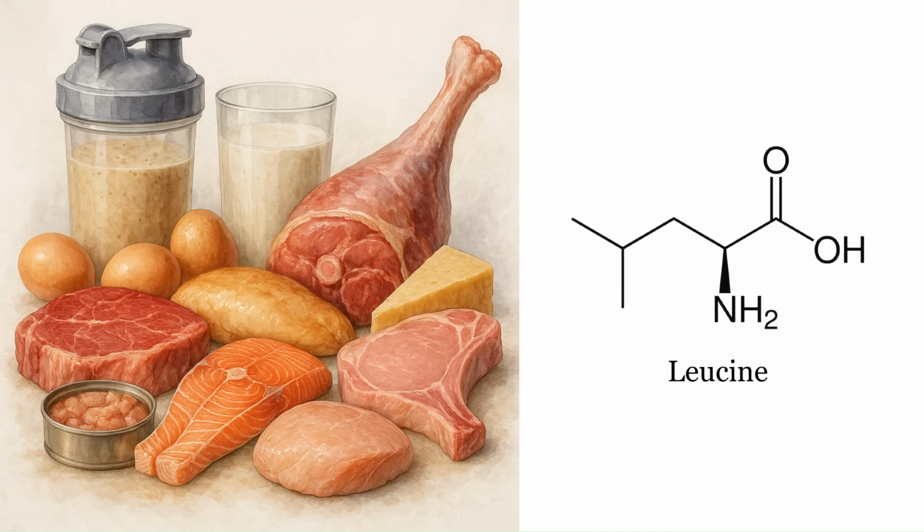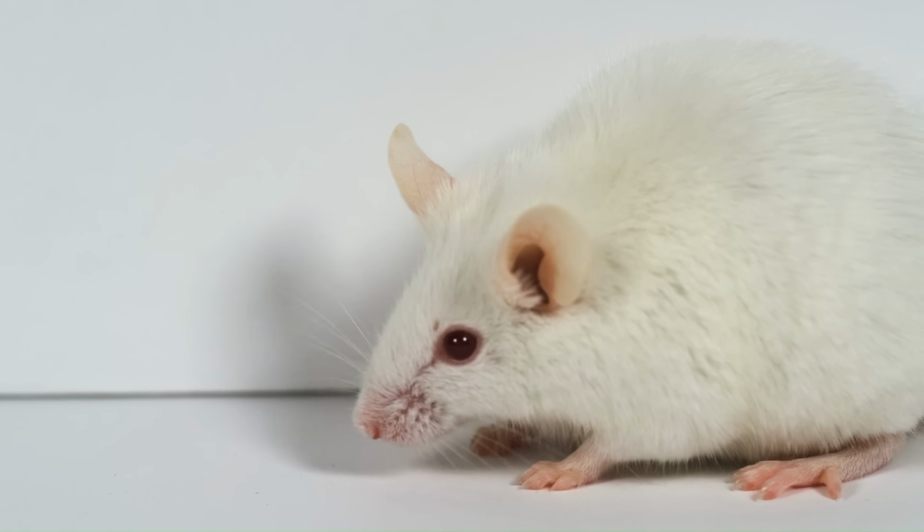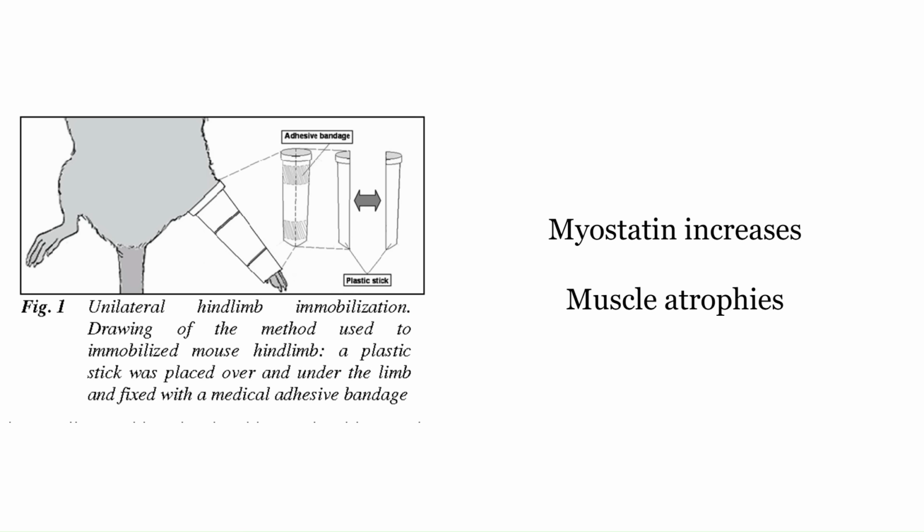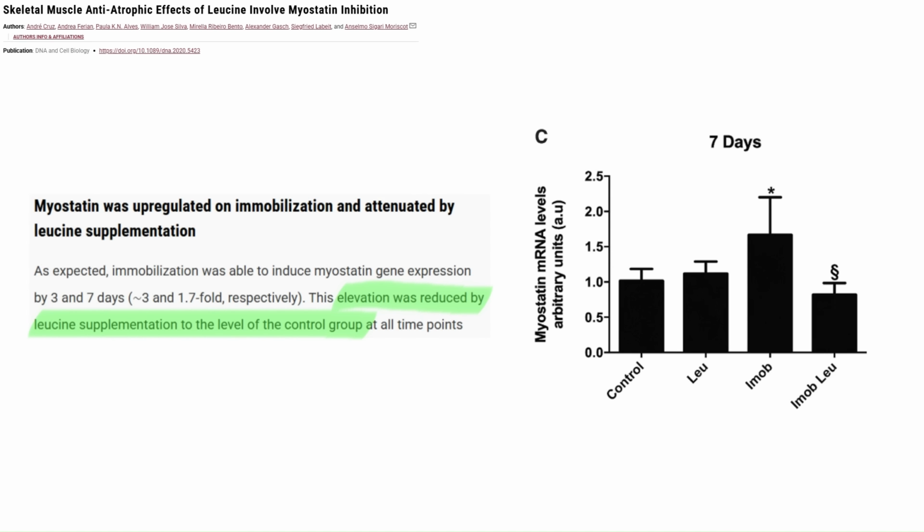As I said in my mTOR video, leucine is very important for muscle growth. So let me describe a study to you to demonstrate. If you have a limb that's immobilized, so you can't move it, myostatin will increase and the muscle will atrophy and shrink. If you take leucine, this blunts the myostatin spike and it preserves anabolic signaling, so the muscle doesn't shrink as much. And that's what this mouse study showed.